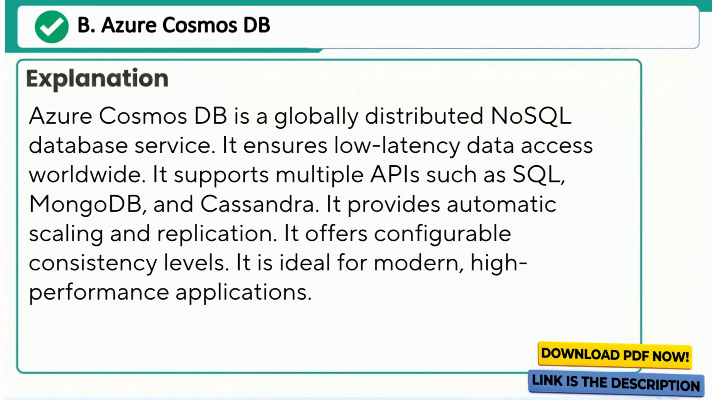Azure Cosmos DB. Explanation. Azure Cosmos DB is a globally distributed NoSQL database service. It ensures low latency data access worldwide. It supports multiple APIs such as SQL, MongoDB, and Cassandra. It provides automatic scaling and replication. It offers configurable consistency levels. It is ideal for modern, high-performance applications.